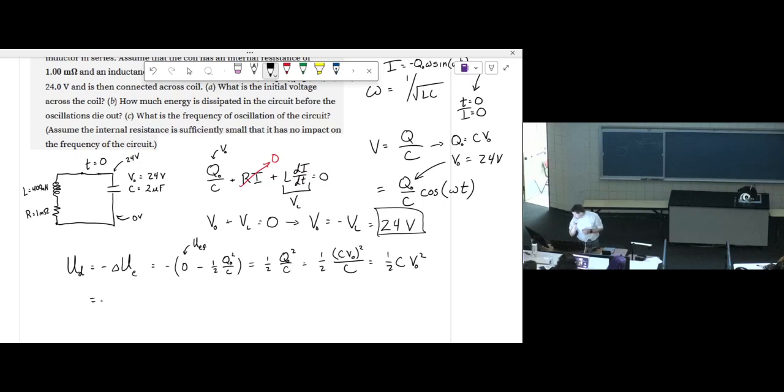So that's, let's see here, 1/2 times 2 times 10 to the minus 6 farad times 24 squared. Or let's write it this way, 5.76 times 10 to the minus 4 joules, or that would be 576 microjoules.